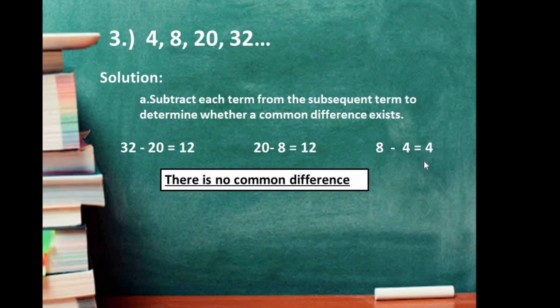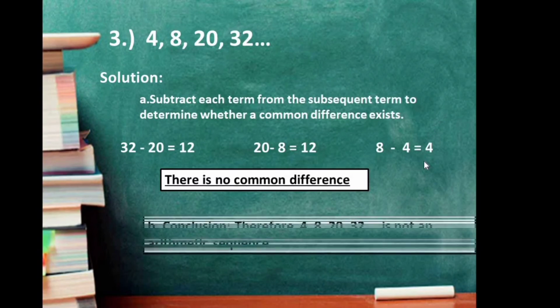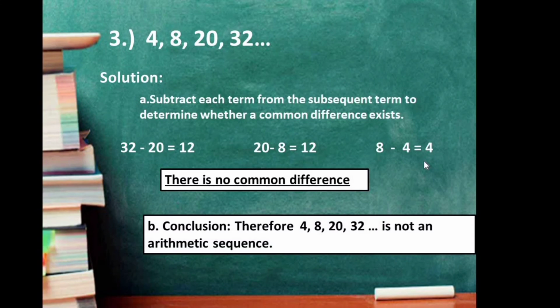So can we consider this sequence an arithmetic sequence? The answer is no. Therefore, 4, 8, 20, 32 is not an arithmetic sequence. Why is it considered not an arithmetic sequence? Because in the given sequence, there is no common difference.